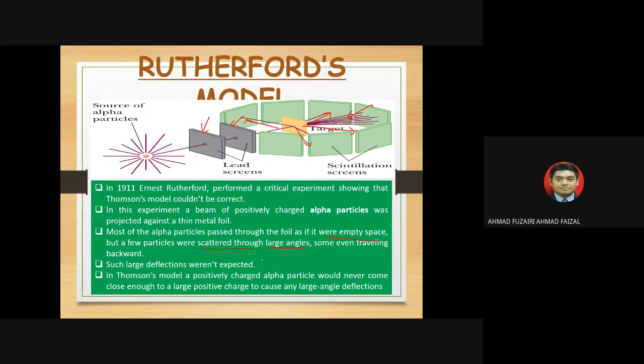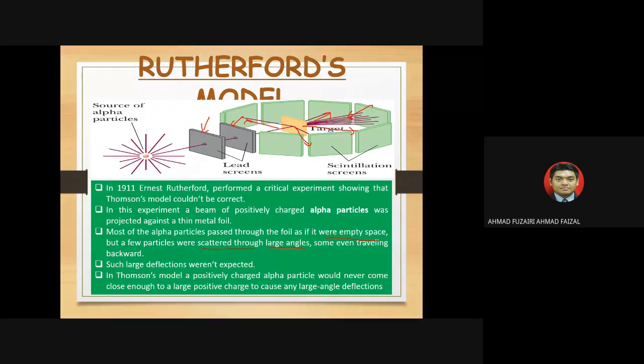Such large deflections were not expected. In Thomson's model, a positively charged particle will never come close to a large positive charge to cause any large deflections. So that's why Thomson's model is not correct, because a large positive charge cannot cause large angles of deflection. Thomson just suggested a model of electrons embedded in a big positive charge.